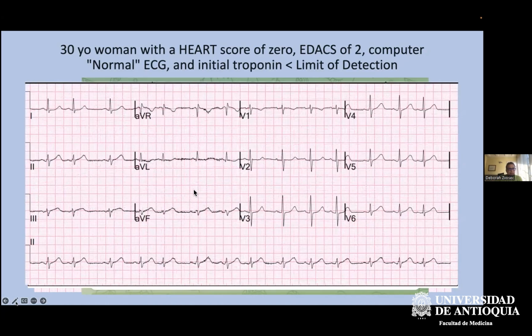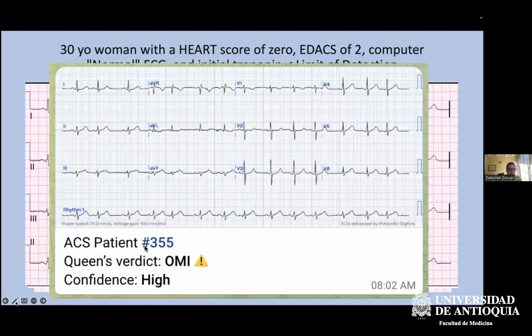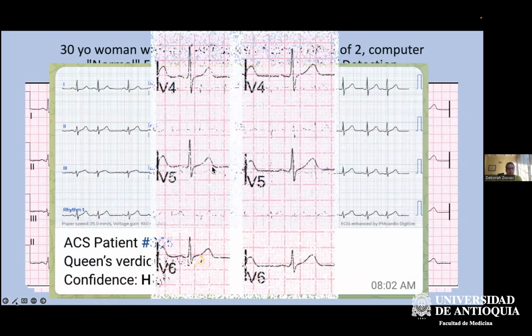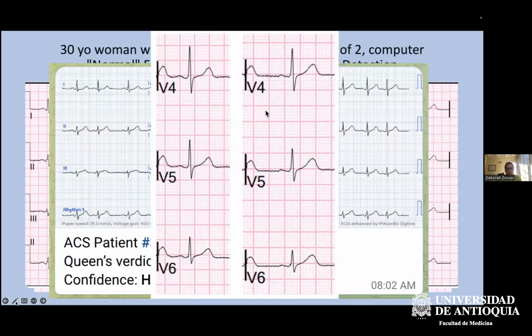This was a third EKG, which still looks like OMI, but it's very dynamic. And that one also, the Queen gets OMI with high confidence. And even V4 to V6 in both EKGs is dynamic. See how these T waves become more hyperacute, and she makes the diagnosis.